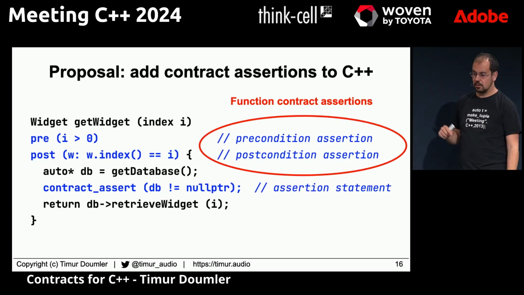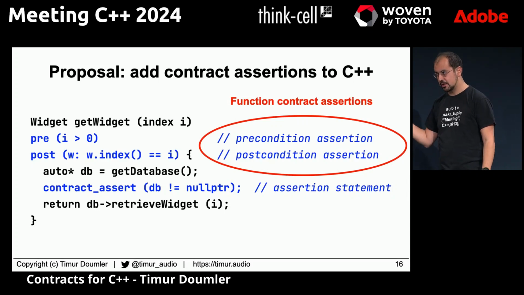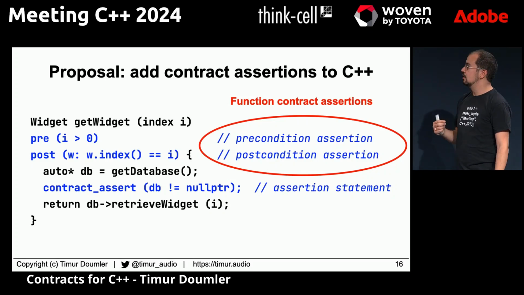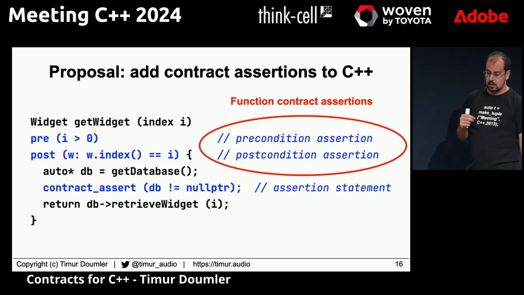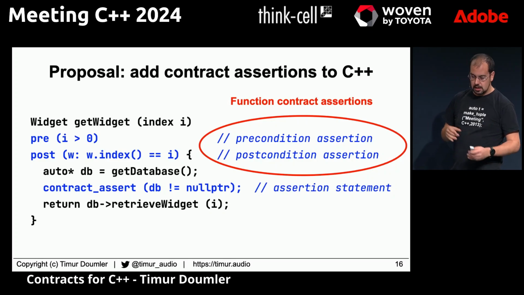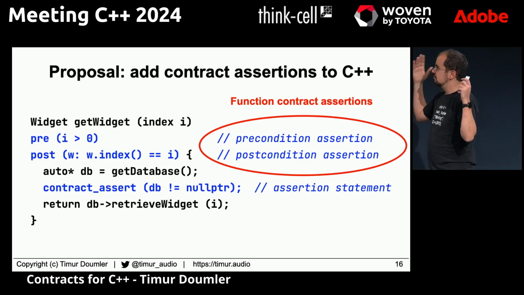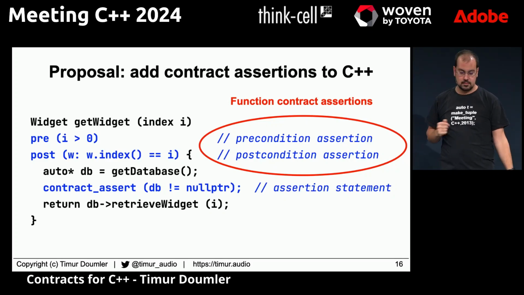These two, we call them collectively function contract assertions, because you put them on the declaration of a function or a lambda. And the assertion statement is not a function contract assertion, because you put it inside the body or anywhere you can put a statement. And those three together are just contract assertions, and that is basically it. That is what you're proposing.